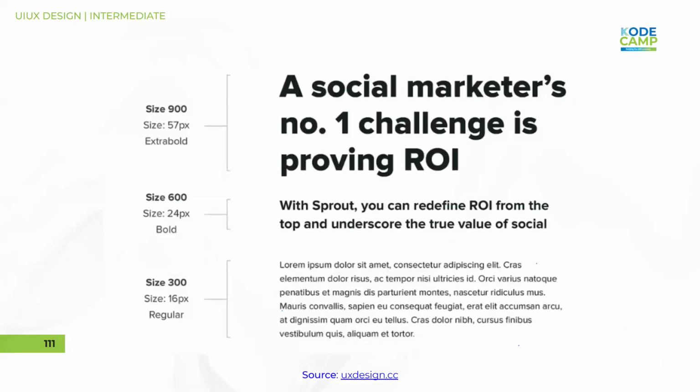So if we look at this image here, we can see that the text here is your header. The second one here could also be called a header, but most times we might refer to it as a subheading. And the last part of it, which has size 300, is called your body. So you can see the font related to it: regular 16 pixel, bold 24, extra bold 57.